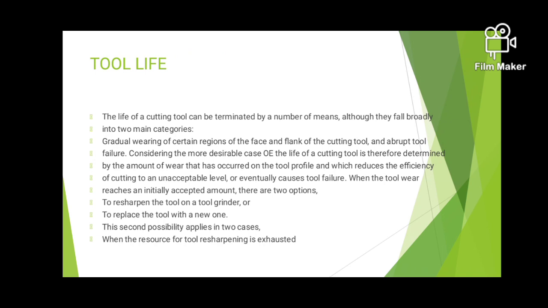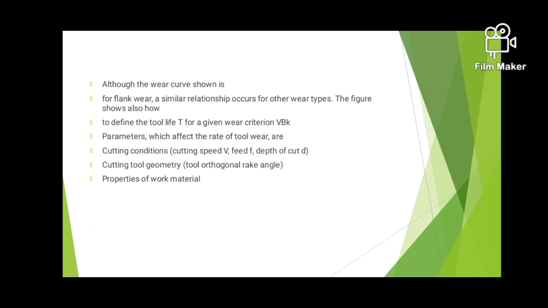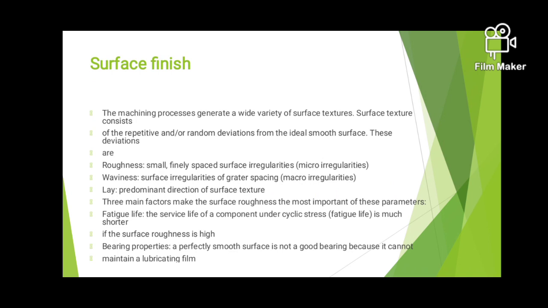The life of the cutting tool can be terminated by a number of means, although they fall broadly into the main categories we already discussed. Although the wear curve is known for flank wear, a similar relationship occurs for the other wear types. Tool life is defined by a wear criterion. Parameters which affect the rate of tool wear are cutting conditions, cutting tool geometry, properties of the work material, and surface finish.